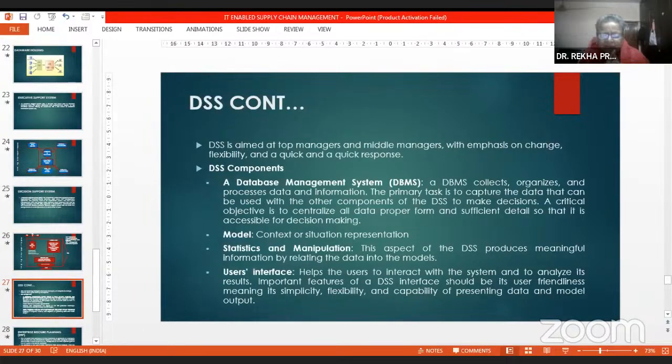So as I told you, there are main components in a decision support system: a database management system and a model. In the model, you can have statistical models, you can have manipulations. So these things are there. A user interface is there, which helps whoever is using this database to interact with the decision support system and take the decision.